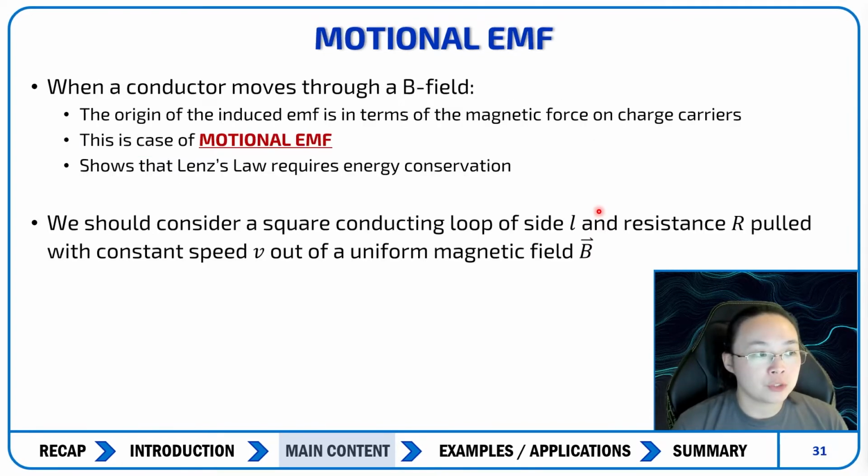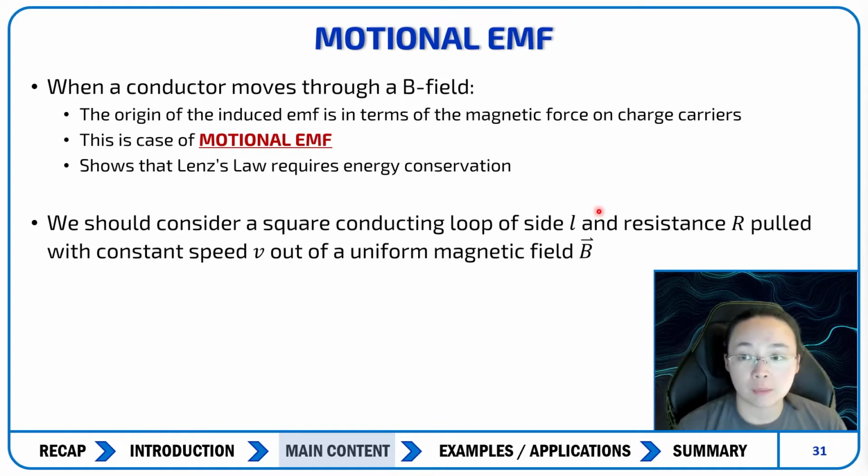So what is motional EMF? When a conductor moves through a magnetic field, the origin of the induced EMF is in terms of the magnetic force on what carries the charge. So this is the case of motional EMF. It shows that Lenz's law requires energy conservation. To explain this better, we're going to take a look at a few examples afterwards to see how these changes take place and what the induced direction would be for the current.